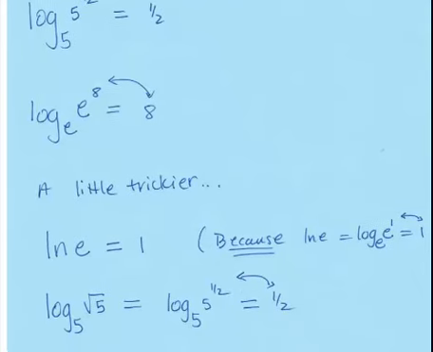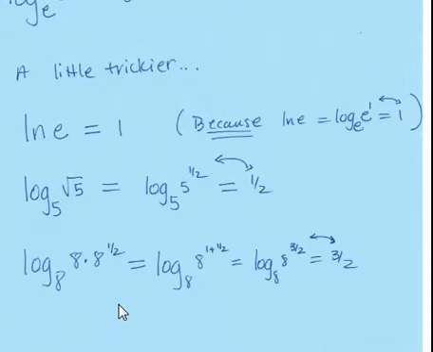Let's look at one more. The log base 8 of 8 times 8 to the 1/2. Well, this isn't quite what I need. I need to have log base 8 of 8 to the blob, and I don't have that. But, again, I apply my exponent rules. This is really equal to the log base 8 of 8 to the 1 plus 1/2.